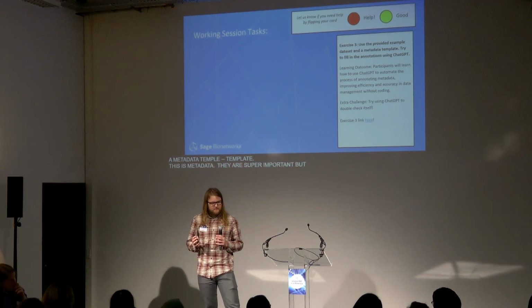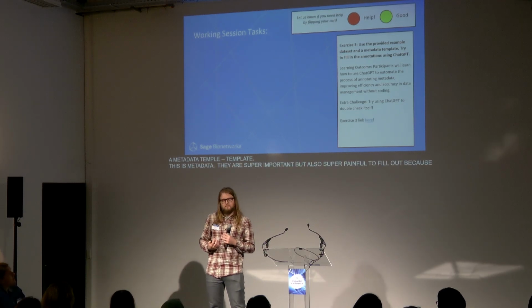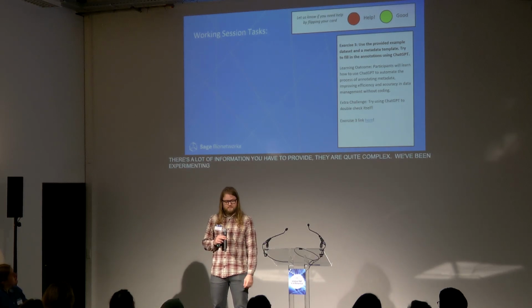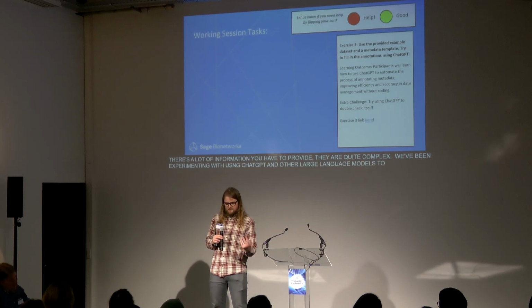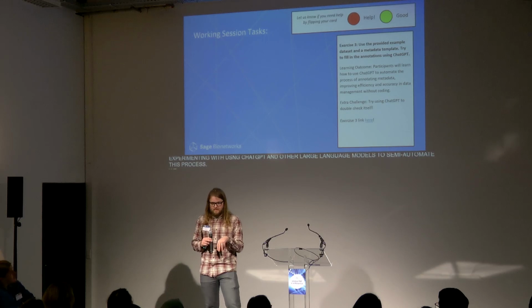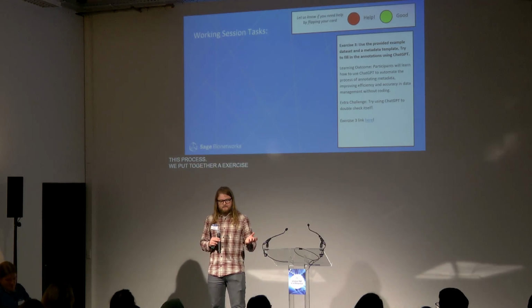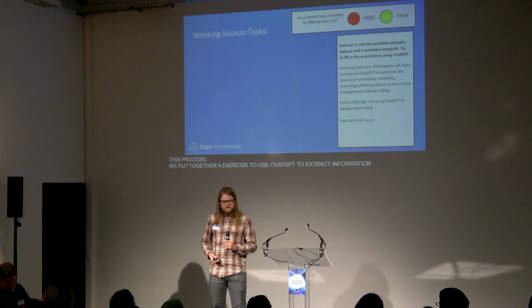They're quite complex. And so we've been experimenting with using ChatGPT and other large language models to try and at least semi-automate this process. And so we've put together an exercise to use ChatGPT to extract information from a publication or from a method section and semi-automate the process of annotating the metadata. So spending less time doing the painful stuff.